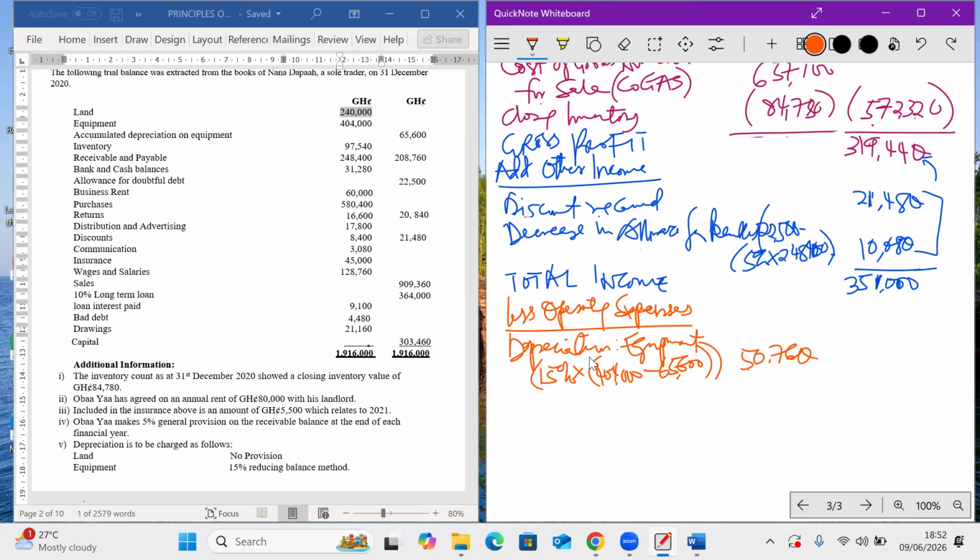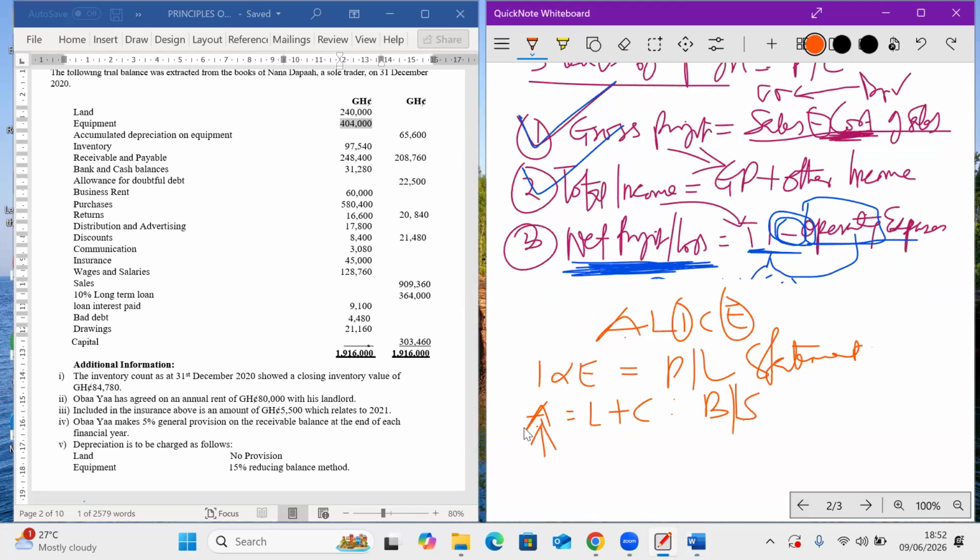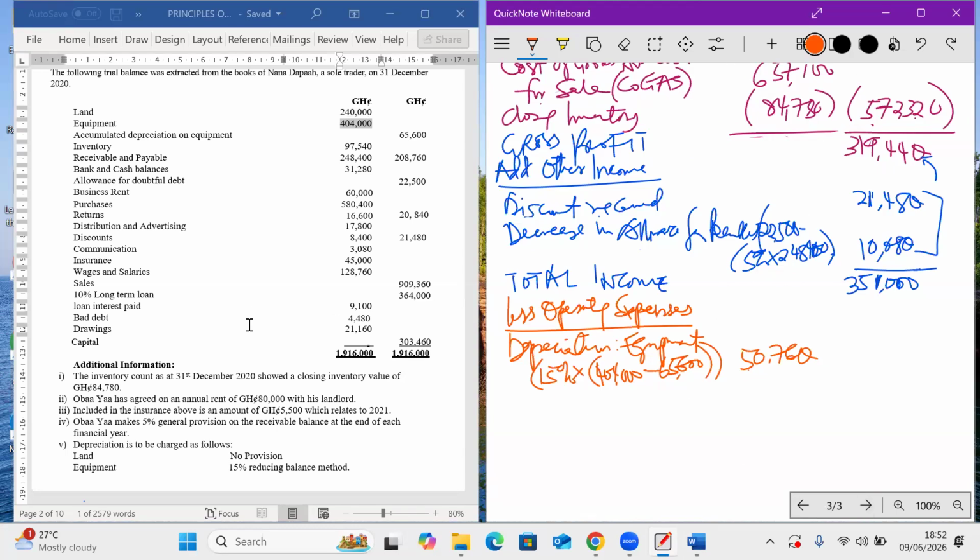So when it comes to equipment, we have to calculate depreciation on it. That is the regular, periodic, operating expenditure we can incur on the equipment. Meanwhile, the actual cost of the equipment, which is 404,000, is an asset. And where do we record assets? In the balance sheet, not in the P&L. Do you understand what I'm saying? Yes.